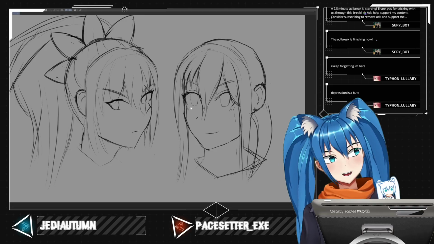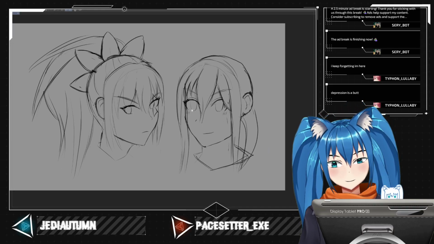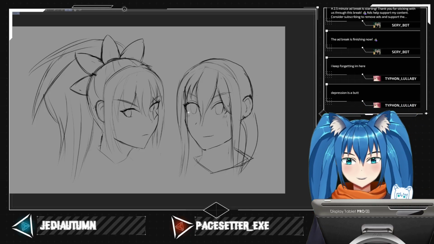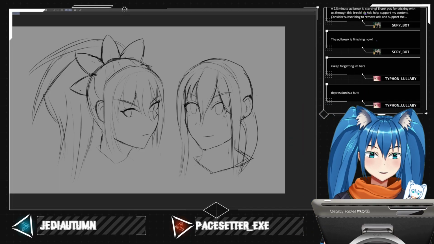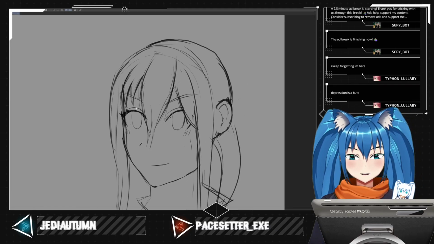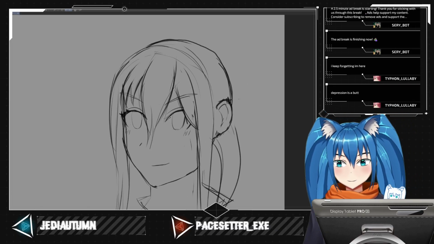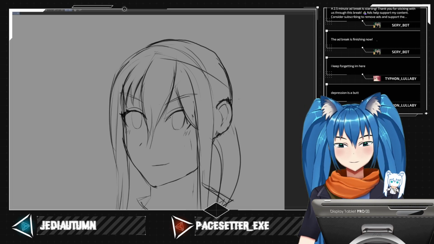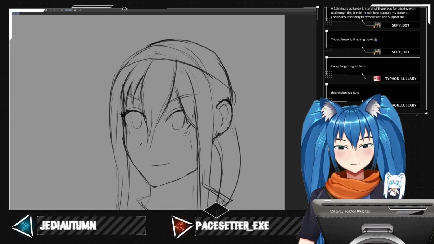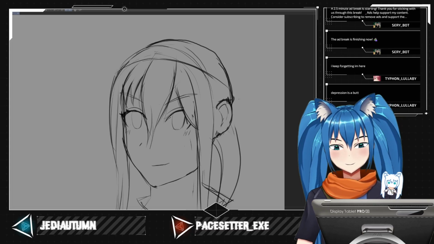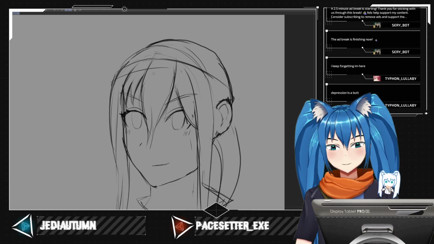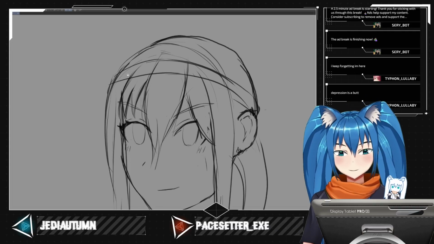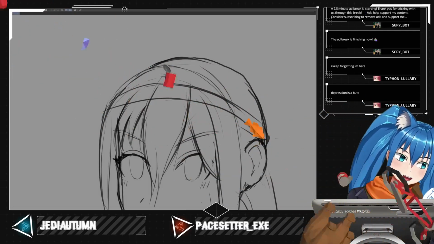I need to get a little bit better at my stylistic consistency here, but you know, we're getting there, right? These are two heads back to back that look pretty decent, though this one isn't quite done yet. So let me hide the other one really quick. Oh boy, this is where I have to draw.